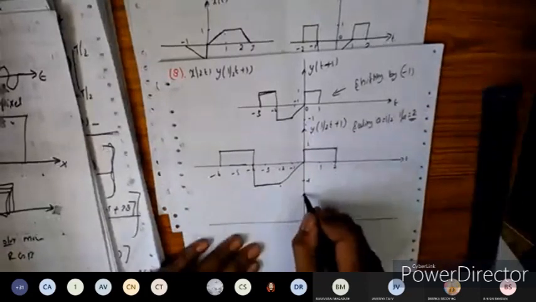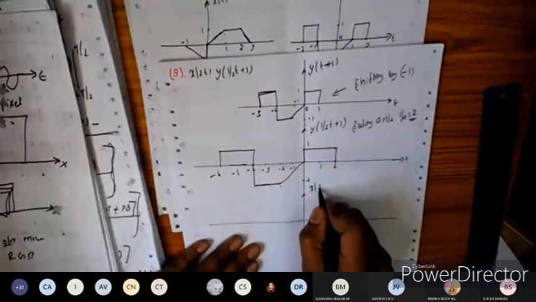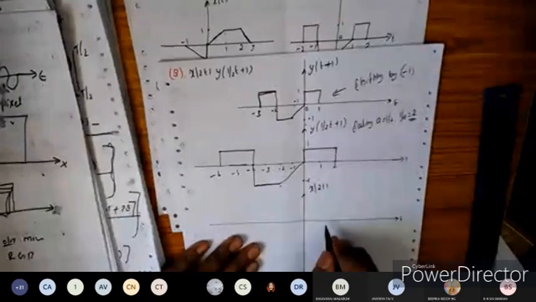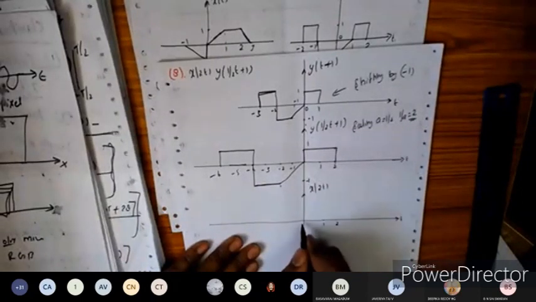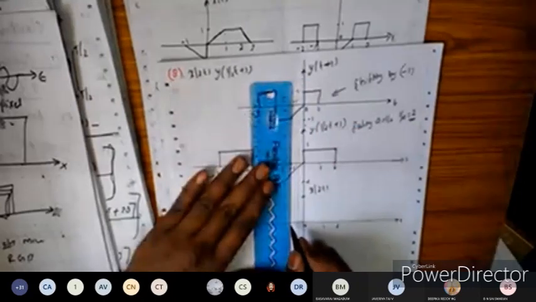The signal will be getting compressed here. So x of 2t. So this is t. So this is 1, 2, 0. So the time index will be... So you can mark the time index accordingly.